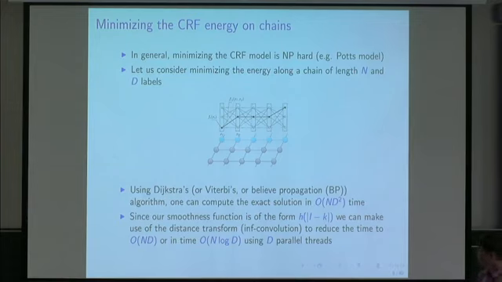However, since our smoothness function is of a particular form, based on the differences of labels, it turns out that one can make use of the distance transform or infimal convolution to speed up the computation, and this reduces the time to compute the exact solution to n times d. And this is, of course, much faster. And in addition, if you have, for example, a GPU with parallel threads, you can reduce the time even further to n times log d, where d is the number of parallel threads.